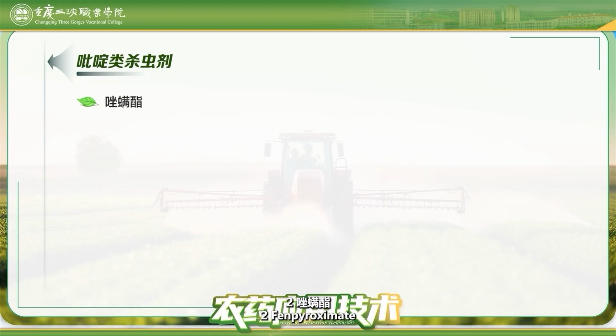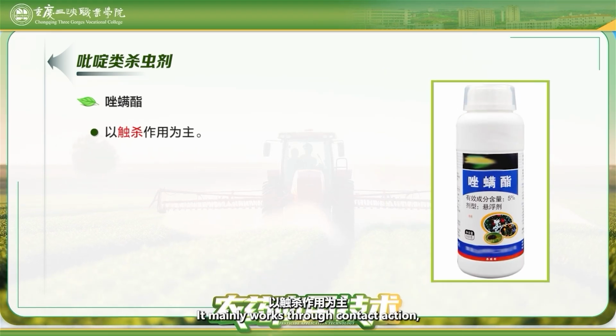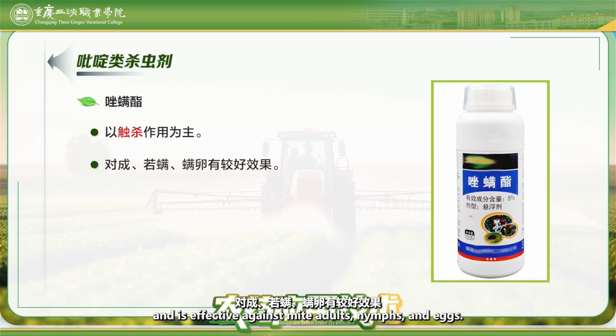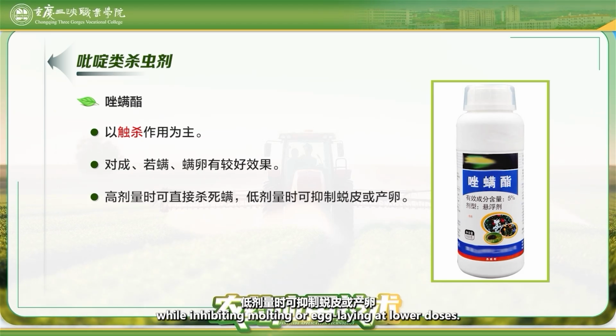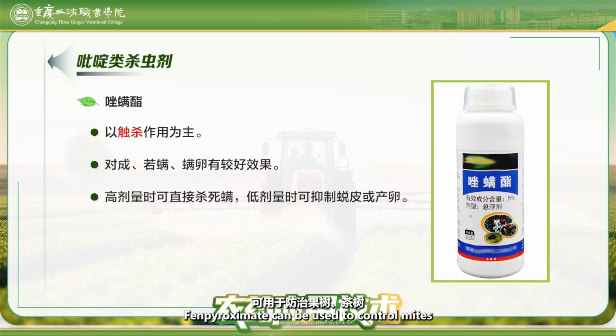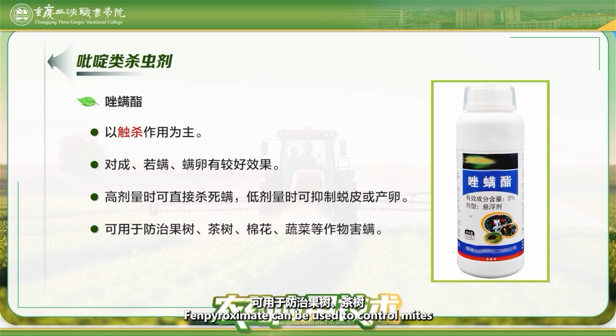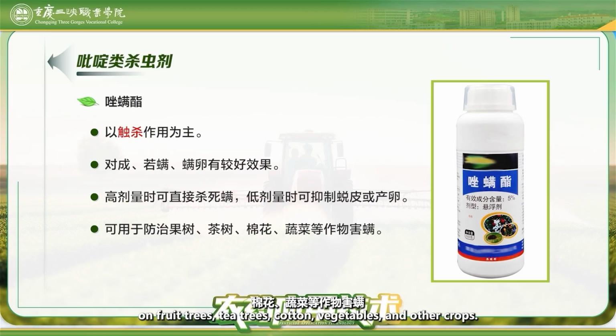2. Fenpyroximate. It mainly works through contact action and is effective against mite adults, nymphs, and eggs. It can directly kill mites at higher doses while inhibiting molting or egg laying at lower doses. Fenpyroximate can be used to control mites on fruit trees, tea trees, cotton, vegetables, and other crops.